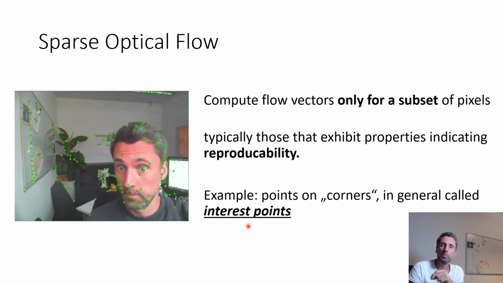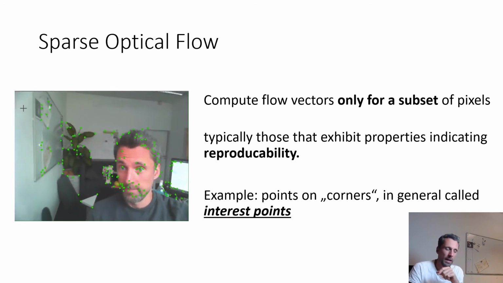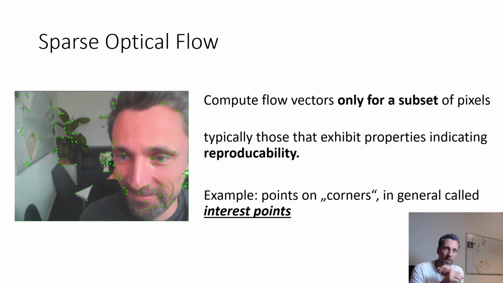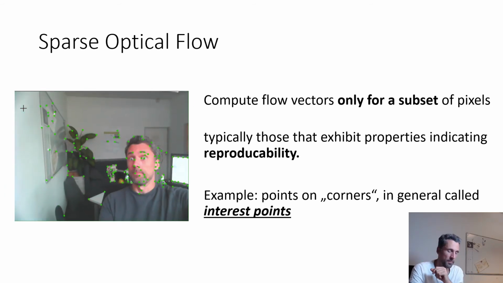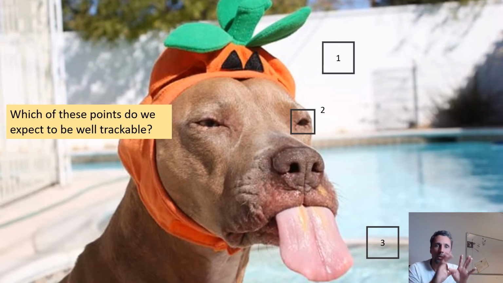These are called interest points or key points, and we will look at how to find them and how to define them in the next couple of slides. So, question: which of these points do you expect to be well, traceable, trackable?